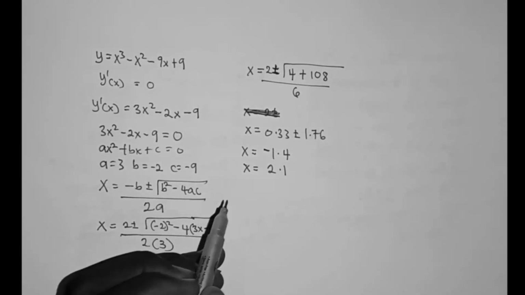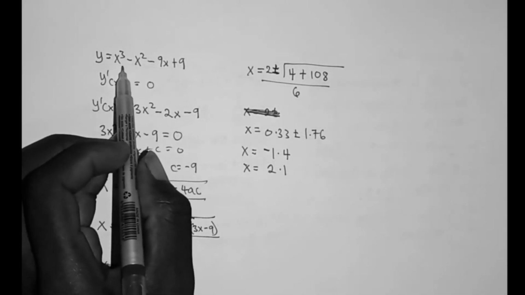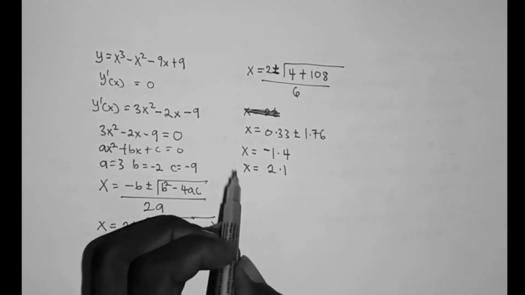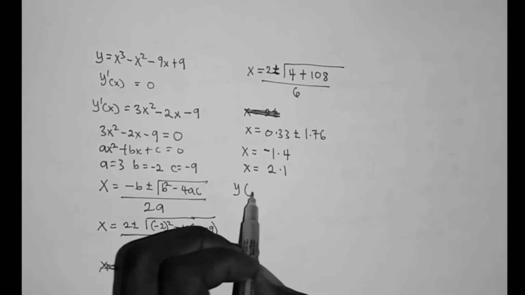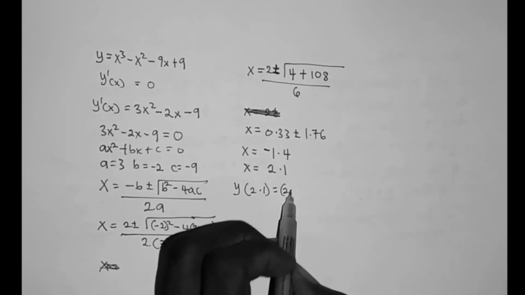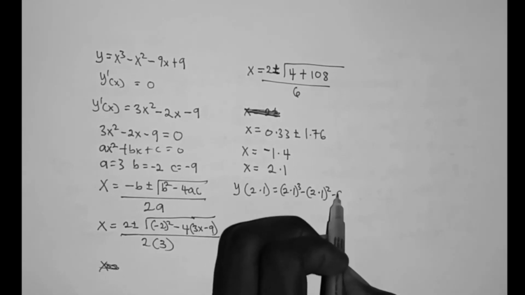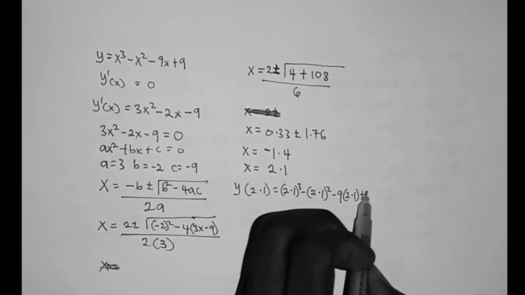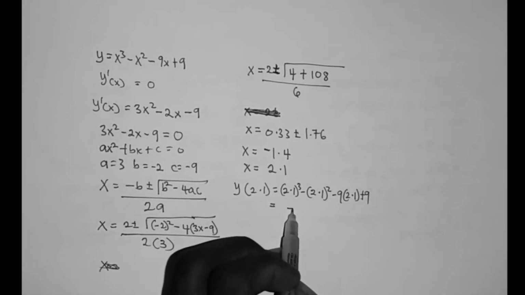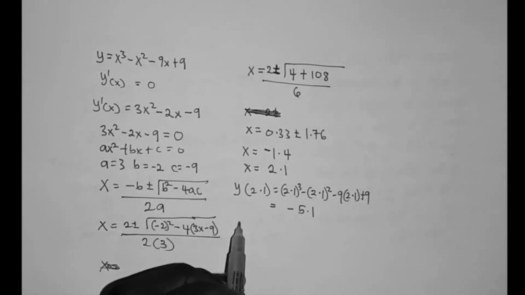Having found the values of x, we have to take these values and put them back in the original equation of y to find the corresponding values of y. So let's find y of 2.1. It is equal to 2.1 cubed minus 2.1 squared minus 9 times 2.1 plus 9. So this is equal to minus 5.1.